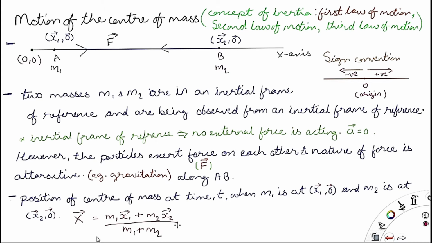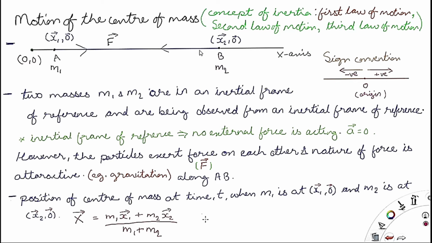So how to find the center of the mass? This formula has been already discussed in the previous chapter. Now in this chapter we are studying the motion of the center of the mass. So for that, first we are assuming a two particle system. After this we will see for n particle system. So first of all we will see for a two particle system.